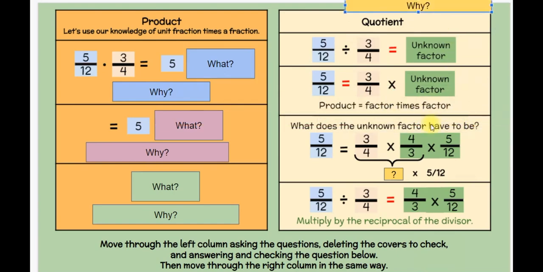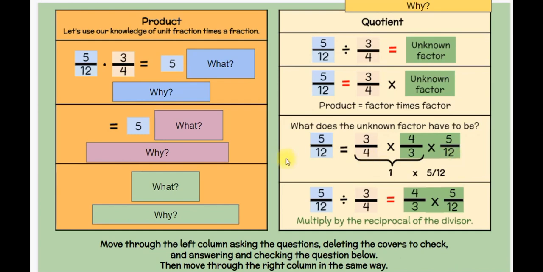So why is that? Because we know that the product equals a factor times a factor. What does the unknown factor have to be? So now we know we're looking for this unknown factor. And if I multiply by the reciprocal of 3/4, I get 4/3. The reason I would do that is because that's going to give me 1. Well, if 3/4 times 4/3 equals 1, what does the other part of the factor have to be? Class, 5/12, right? Because 5/12 has to equal 5/12, and 1 times 5/12 is 5/12.